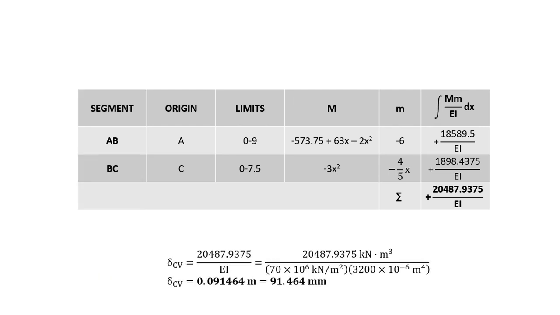So kapag nilagay natin siya dun, or nilagay natin yung mga values ng E and I, makukuha natin yung 91.464 millimeters. So in terms ng plane frames naman, nilalaglag natin dito yung effect ng actual forces kasi napaka minimal lang ng kanyang effect dun sa frames. So that's it for our video for this part.